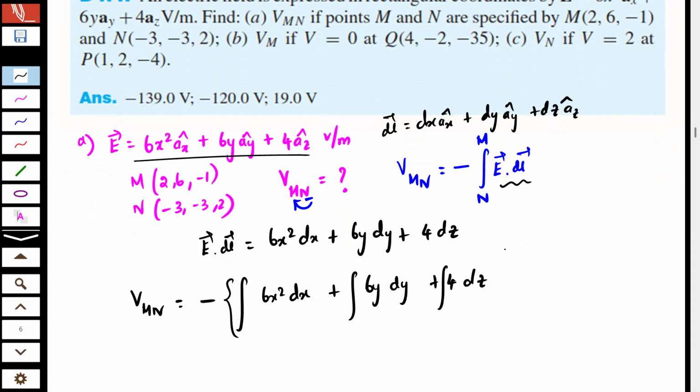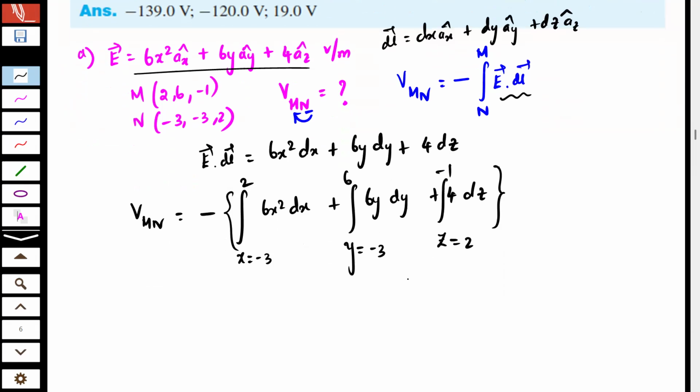For this, the limits for x, y, and z should be given correspondingly. The initial position is N and final position is M. So x will have the limits minus 3 to 2 and y will have the limits minus 3 to 6 and z will have the limits 2 to minus 1. We can perform the integration to get the answer.